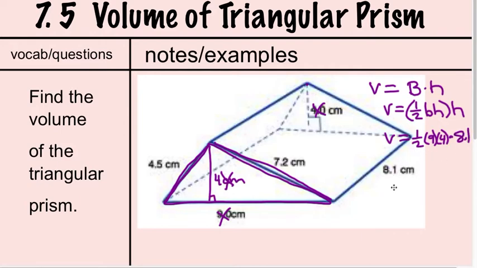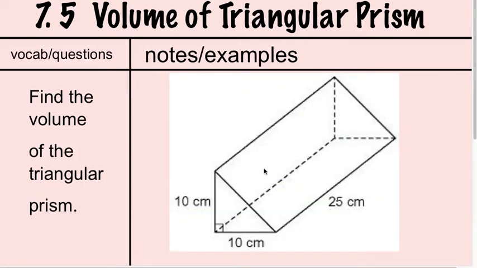So I would take this, volume equals 18 times 8.1. And I would get 145.8 centimeters cubed. All right, let's try another example here.